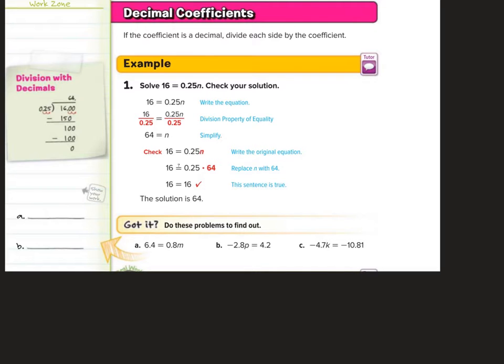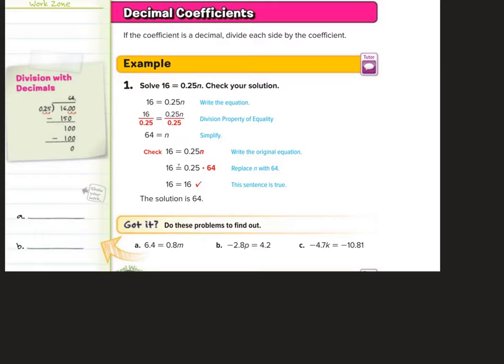Decimal coefficients. If a coefficient is a decimal, divide each side by the coefficient. In example 1, you can see that they solved 16 equals 25/100 n. They divided 25/100 from both sides of the equation using the division property of equality. They got 64 equals n. Then they substituted 64 back in for n and checked their solution. Let's try A, B, and C.